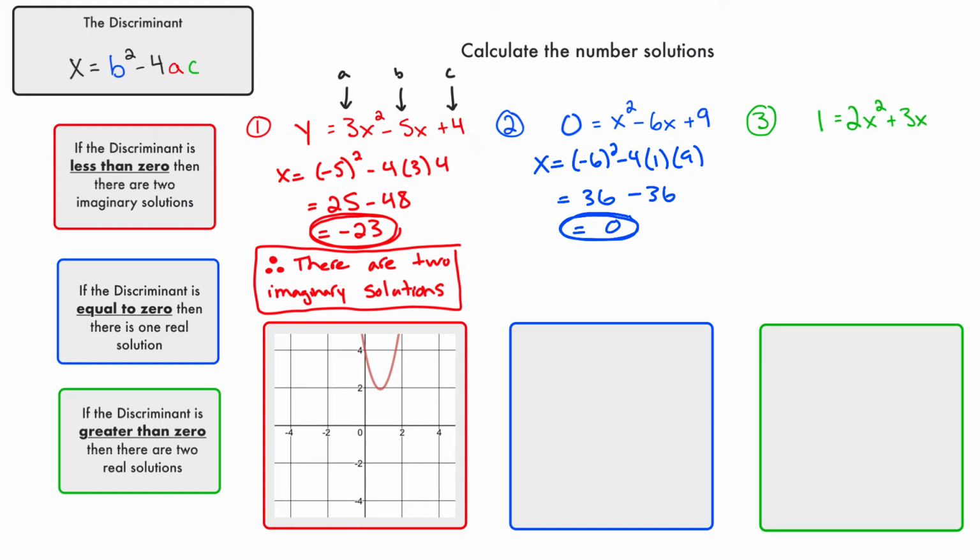According to my 3 rules, if the discriminant is equal to 0, I can say that therefore there is one real solution.